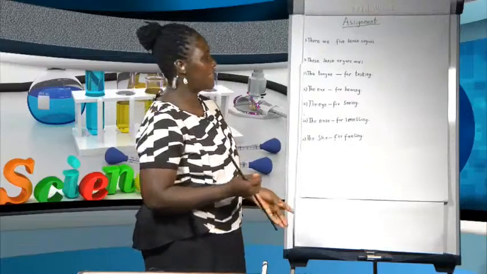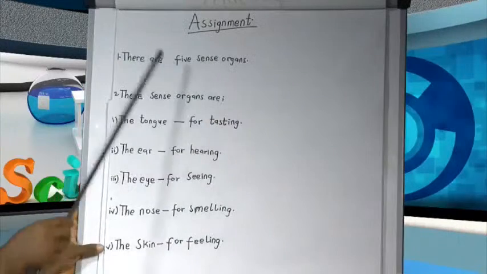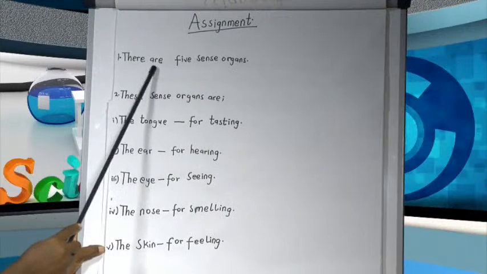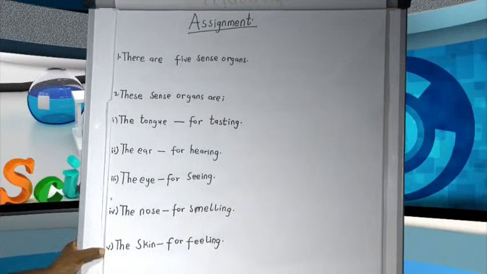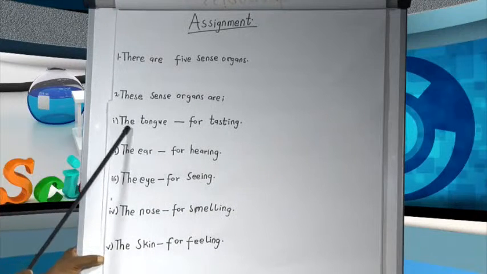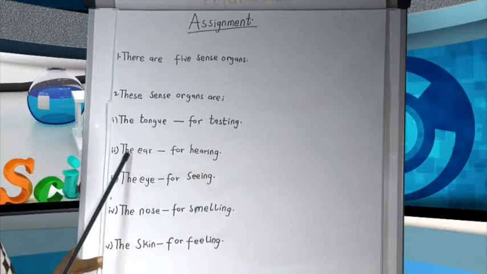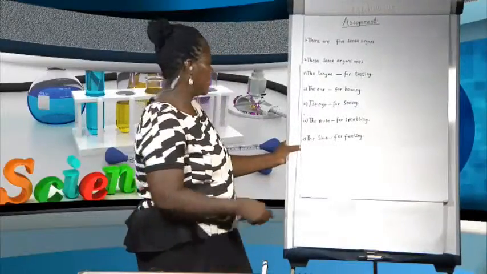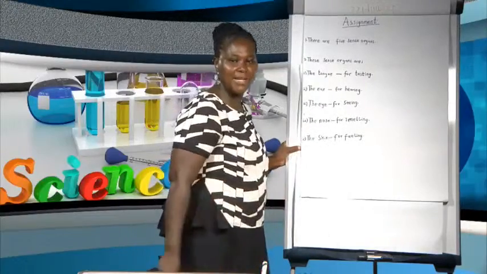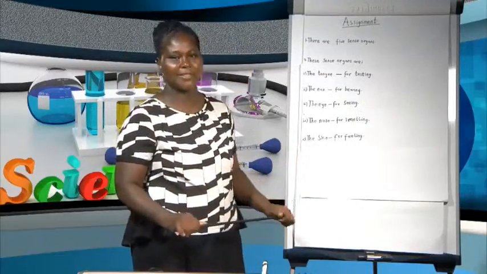Last time, I gave you an assignment, and the possible answers are: there are 5 sense organs. These sense organs are the tongue for tasting, the ear for hearing, the eye for seeing, the nose for smelling, the skin for feeling. I hope you did it.